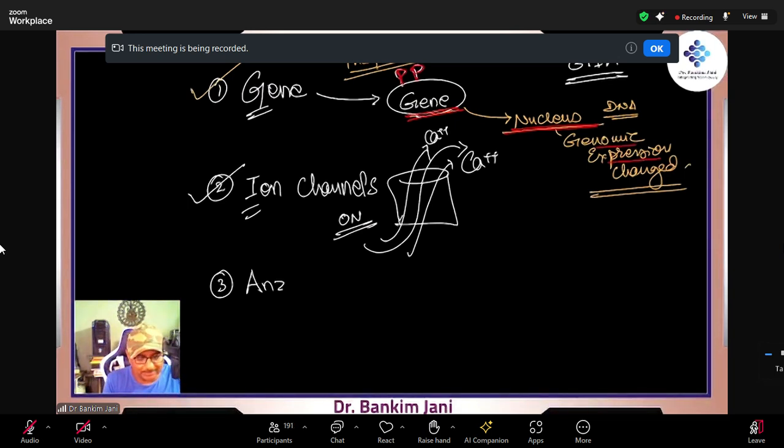And the third thing is the enzyme. Basically, I know the spelling will be E, but for our understanding we are just keeping it. So it will be activating the enzyme. So these three things occur: gene, ion, and enzyme. This thing would be true for the entire body, whenever the receptor is activated.